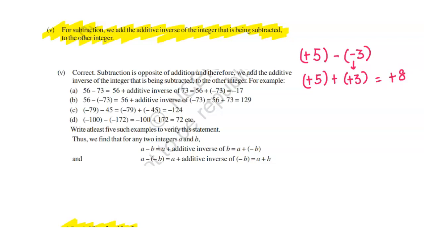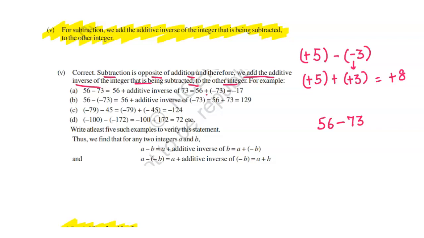So this is correct because we always follow this procedure to solve these sums. Subtraction is the opposite of addition, and therefore we add the additive inverse of the integer being subtracted to the other integer. For example, 76 minus 73 can be written as 76 plus the additive inverse of 73, that is negative 73.